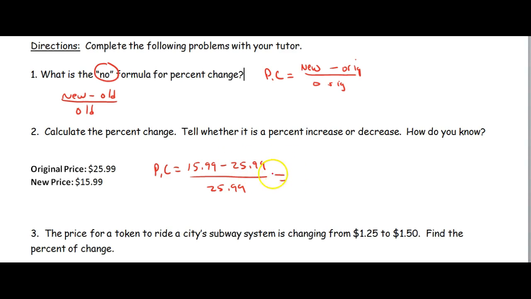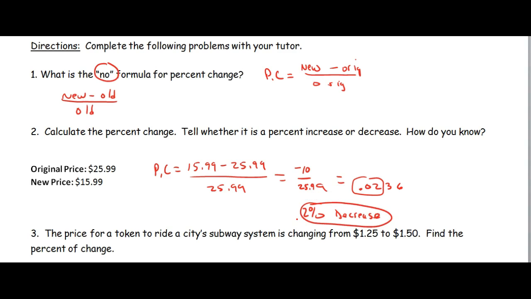Now, when you do the math, you get negative 10 over 25.99. When you divide that, you get some long decimal, such as 0.02367 and so on. Generally we'll round percents to the nearest hundredth. So when we look at this, we would have about a 2% decrease. And again, I know it's a decrease because from my original to new, the price went down.